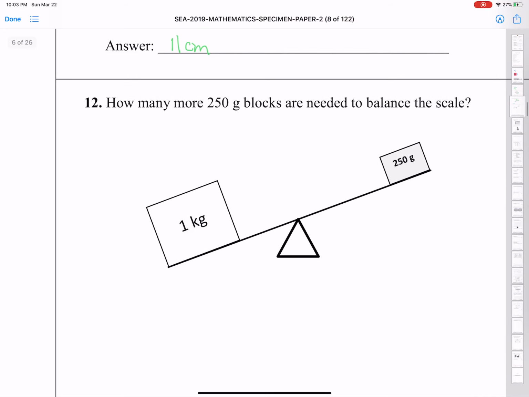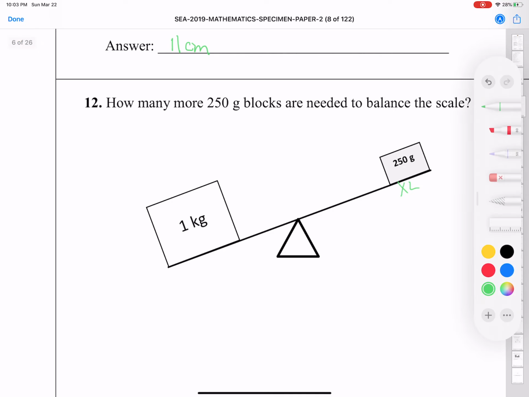How many more 250 gram blocks are needed to balance the scale? A question like this can be worked mentally, especially for the child who knows that 250 grams is a quarter of a kilogram. So if it's a quarter of a kilogram, it will take 4 250-gram blocks to balance the scale if there's 1 kilogram on the other side. But the question asks, how many more? If it will take 4 and you have 1 already, then you need 3 more.